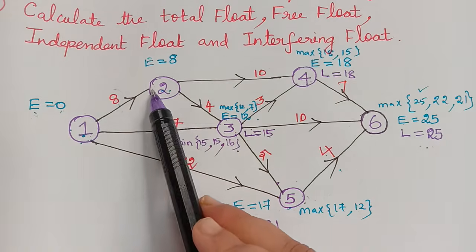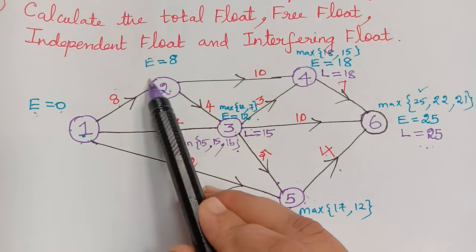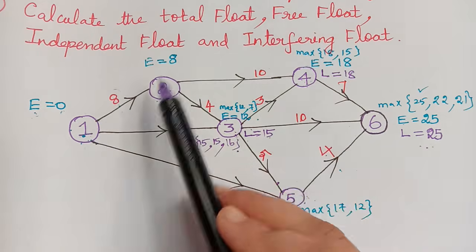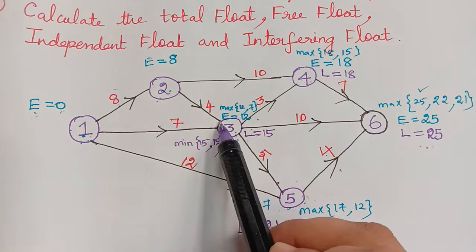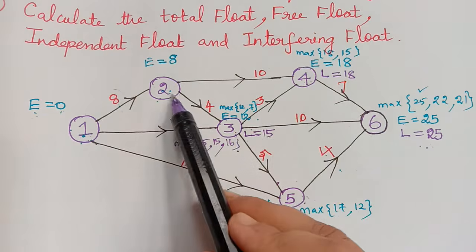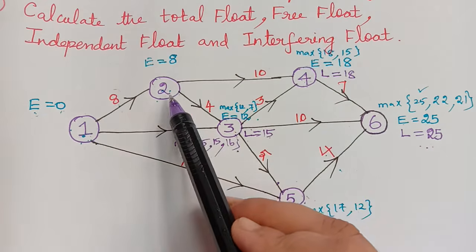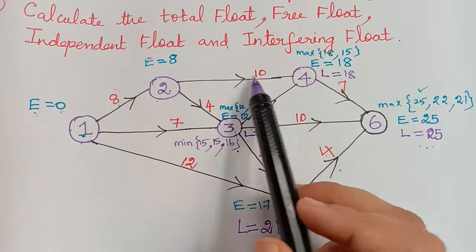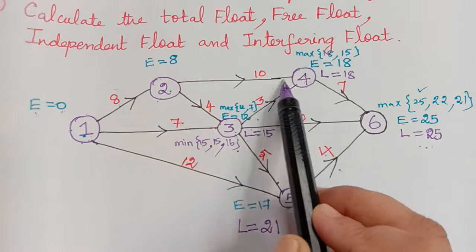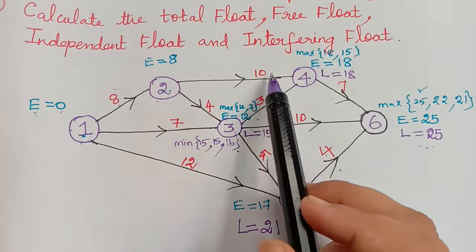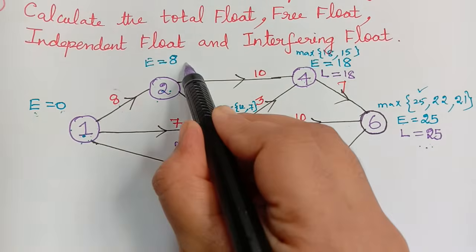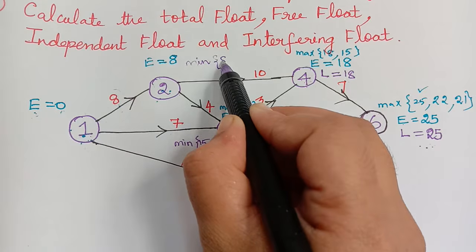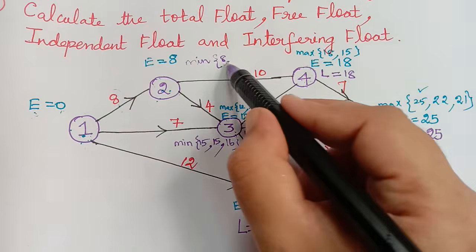Next we have to move on to 2. The L for 2 we have to calculate, for which we have to check how many activities are emanating from 2. So we have 2 to 3 and we have 2 to 4. There are 2 activities. So now from 4, if you see here, we have 18. So 18 minus the duration between 2 and 4, which is 10. So 18 minus 10 we have to do, and we have to choose the minimum value, right? So minimum of 8, comma, because 18 minus 10 was 8.